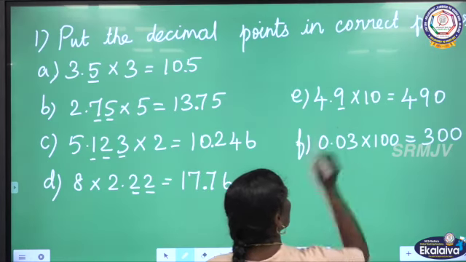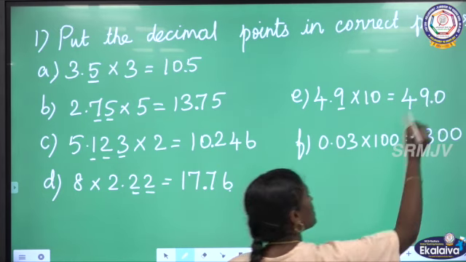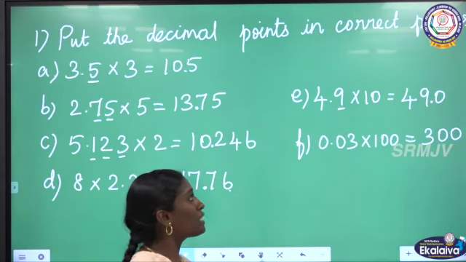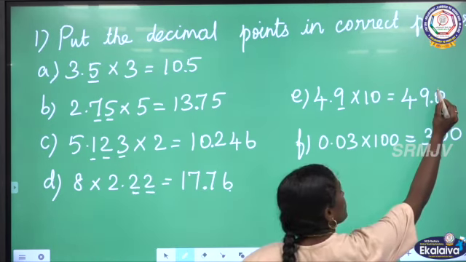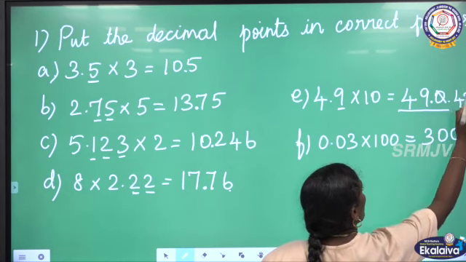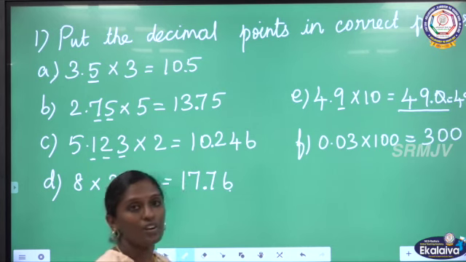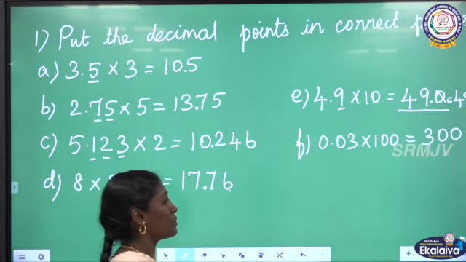Here in the question only one decimal place is there. So, from the last before one digit we have to keep the decimal point. Here we are having 49.0. Here there is no value for the 0, so we can write as 49. 49.0 which is equal to 49. We can write as a whole number.